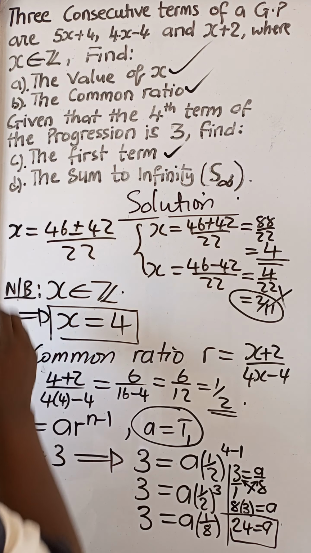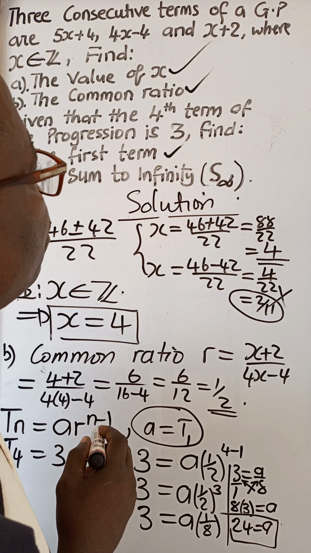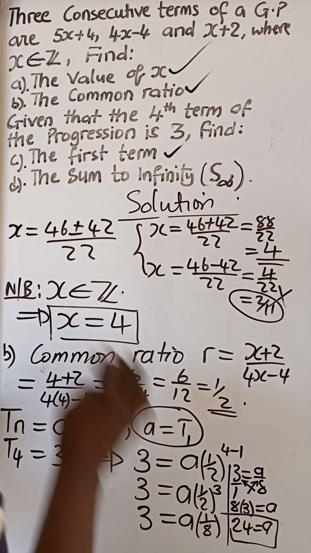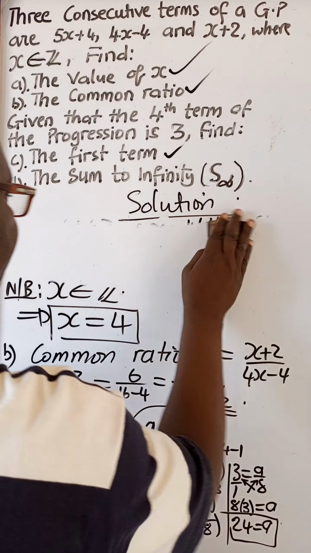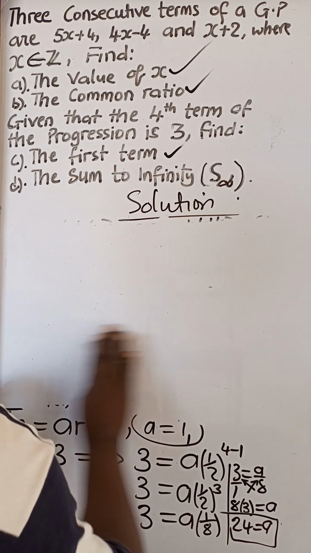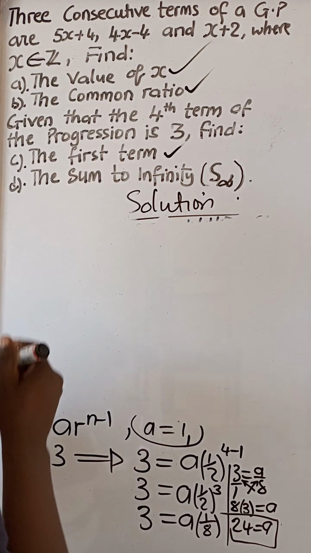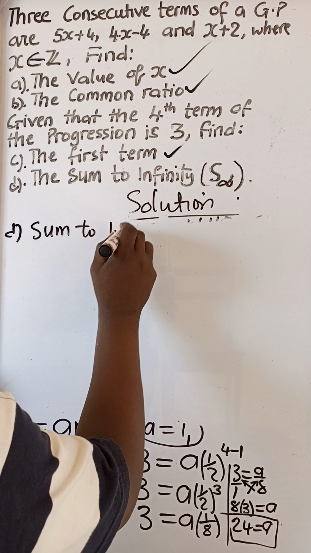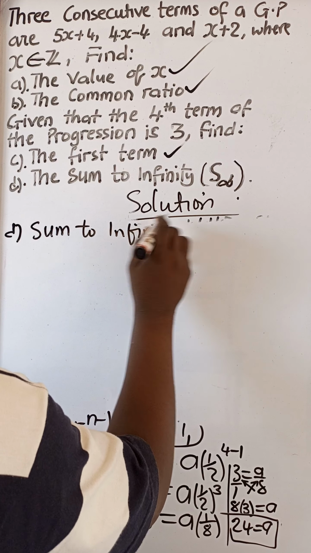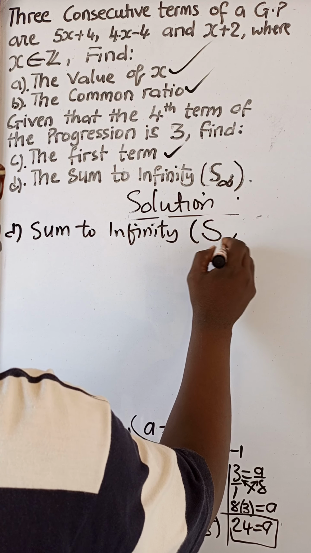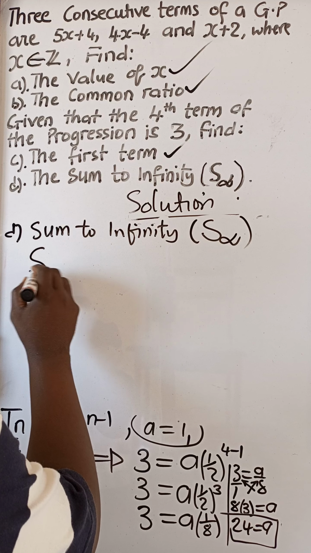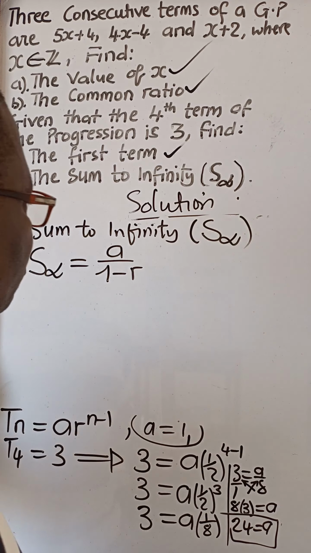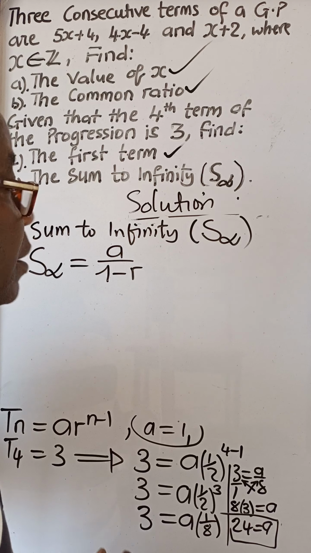Now, the last part of this question says we should find the sum to infinity. What is the sum to infinity? There is an expression for it, and there is a formula. Sum to infinity is always the first term all over 1 minus the common ratio. That's the formula for sum to infinity.